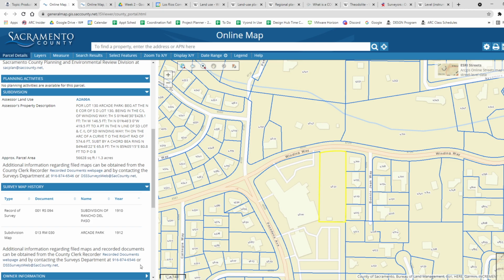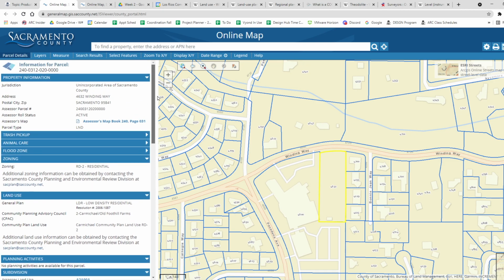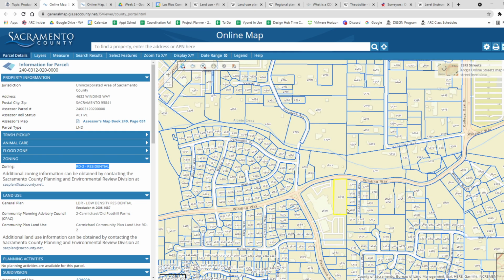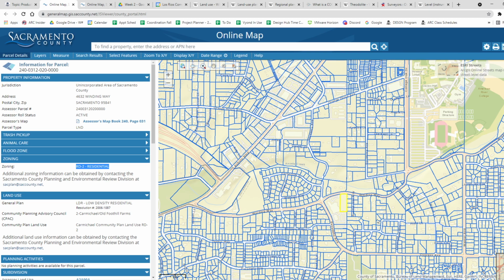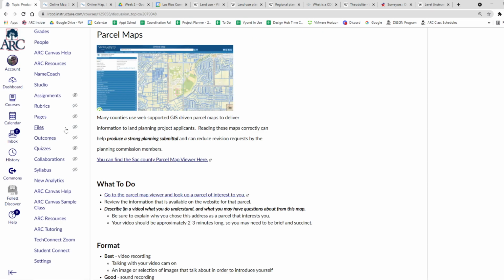I don't care where it is. Pick a parcel and then see what it looks like, see what's available, see what kinds of things come up for you. You don't even have to know what they mean. Just sort of go, wow, look at all that stuff. Now, I'll tell you, Sacramento County has probably one of the best GIS sites in the state. You go outside of the Sacramento area and you won't have this easy of a site to use. So congratulations to Sacramento. Okay?